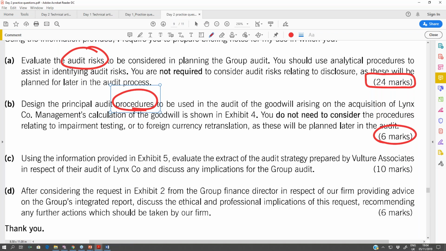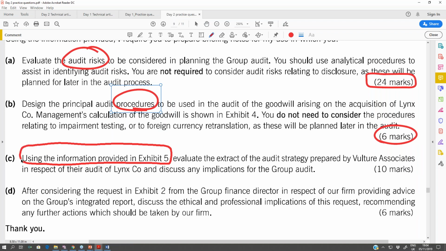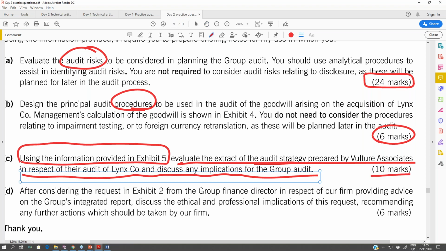Then comes the C part, using the information provided in Exhibit 5. So a very specific Exhibit 5, just like the June 19 paper where we were looking at Exhibit 5 as well. Evaluate the extract of the audit strategy prepared by Vulture Associate in respect of their audit of Links company and discuss any implication for the group audit. The marks are 10. We need to read Exhibit 5 and evaluate the strategy prepared by Vulture Associate in respect of the audit of Links and discuss any implication for the group audit.